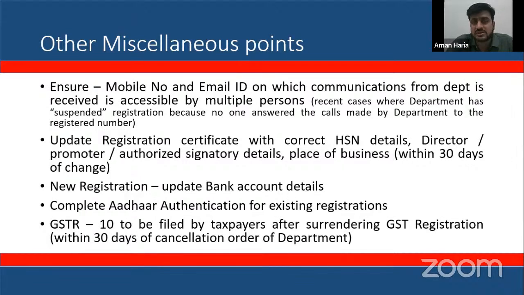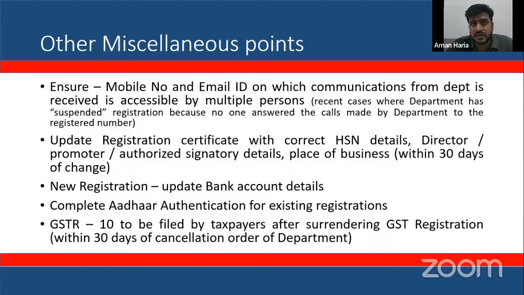Also, once you have received a GST registration, you need to ensure that you keep updating the certificate with correct HSN details, and update the details of directors, promoters, authorized signatories, and place of business if new places of business are coming in or some existing places of business are closed down. So within 30 days of any such change, you need to update the said details in the GST registration certificate by following the amendment process provided on the portal itself.